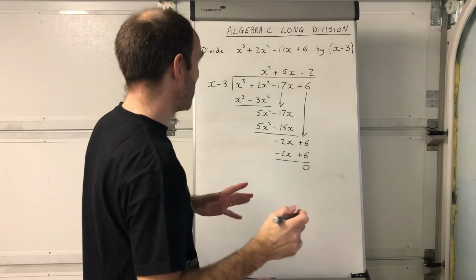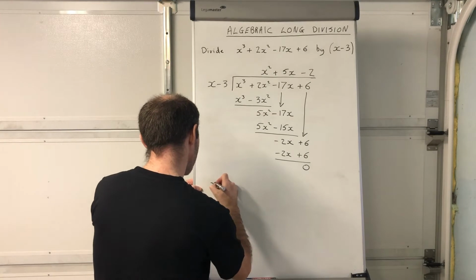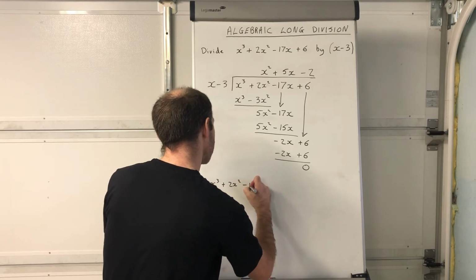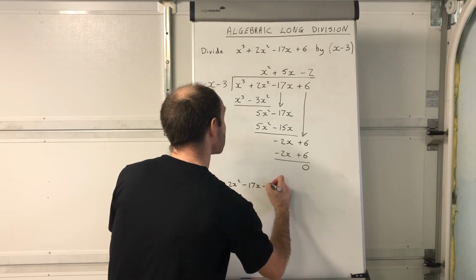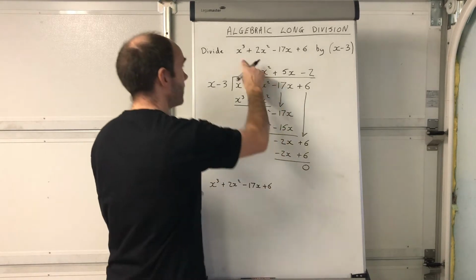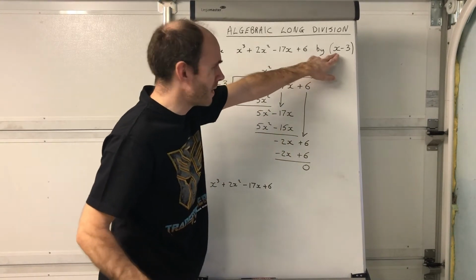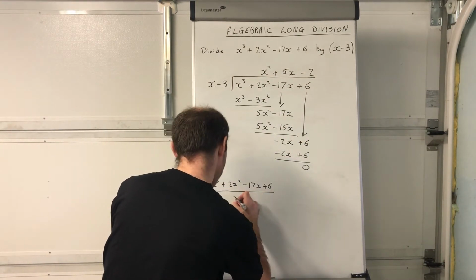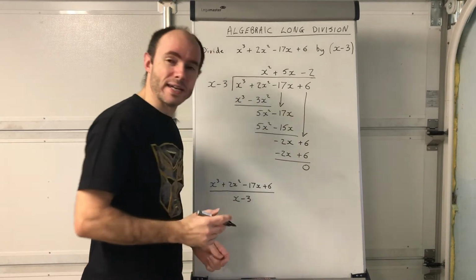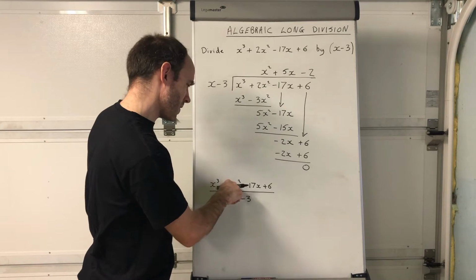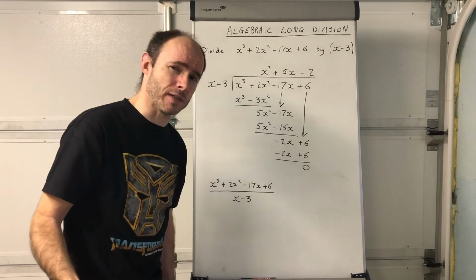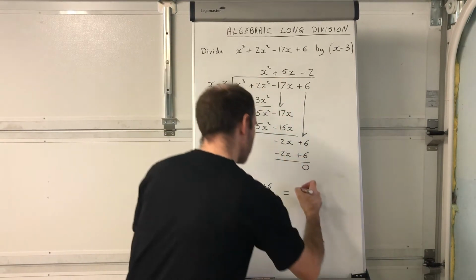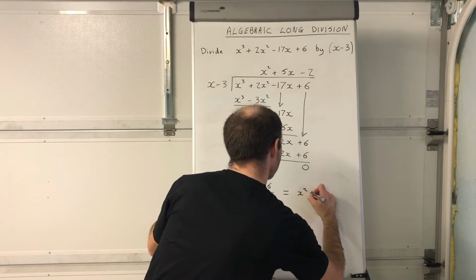Okay, now let me show you another way of rewriting the question. So we've got our polynomial x cubed plus 2x squared subtract 17x plus 6. When we say divide by x minus 3, we can write that more simply as a fraction, can't we? That is a shorthand way in algebra of writing x cubed plus 2x squared minus 17x plus 6 divided by x minus 3, and what we got as our answer, so equals, is this: x squared plus 5x minus 2.